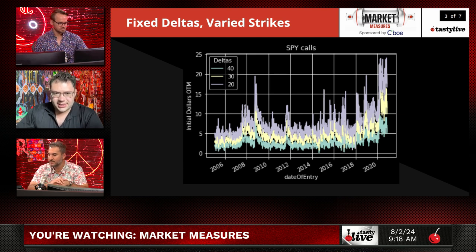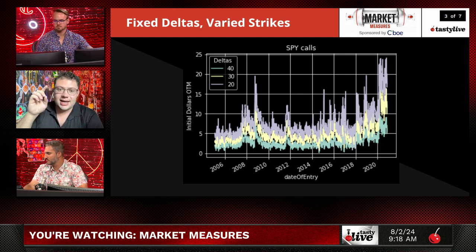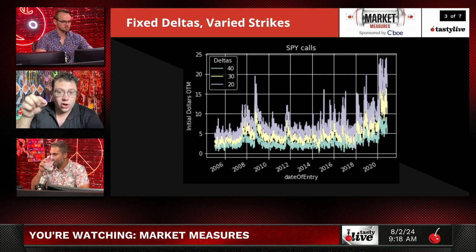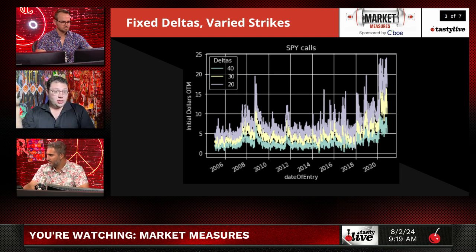If you'll notice, the interesting thing is, as the price of SPY grows over time, this isn't the price of SPY, this is the out of the money amount for the calls in SPY. And there is an upward trajectory. As the price of SPY grows, your 20 delta call becomes further out of the money to adjust for the new expected move, which in dollar terms is larger. If you have a $100 stock versus a $500 stock with the same volatility, the expected move in dollars is going to be larger for the $500 stock.